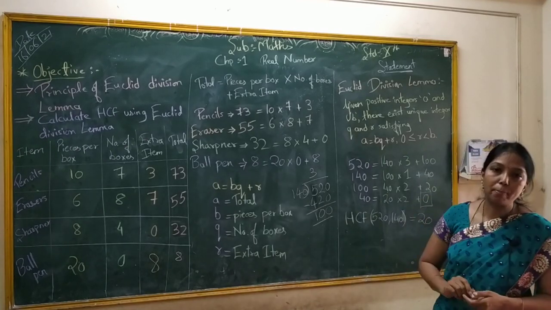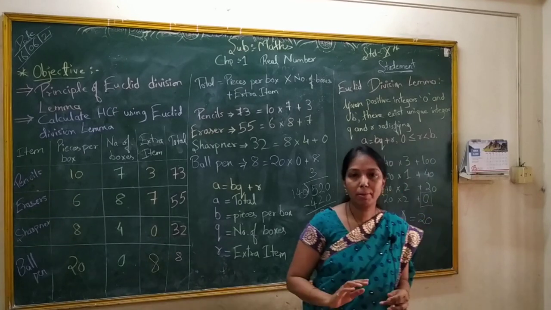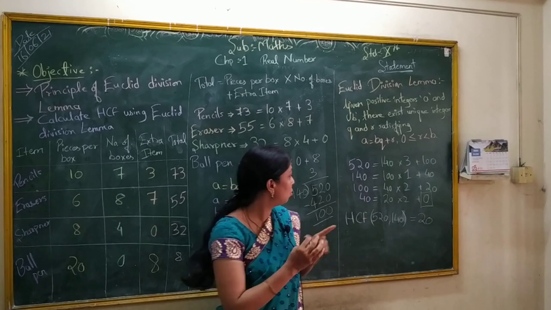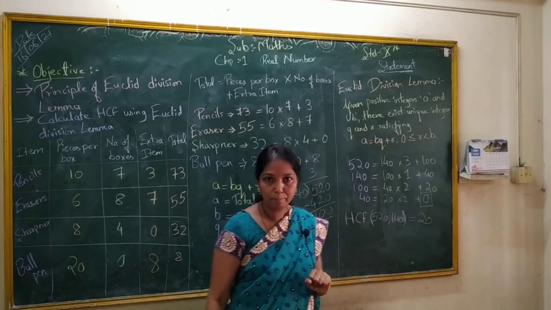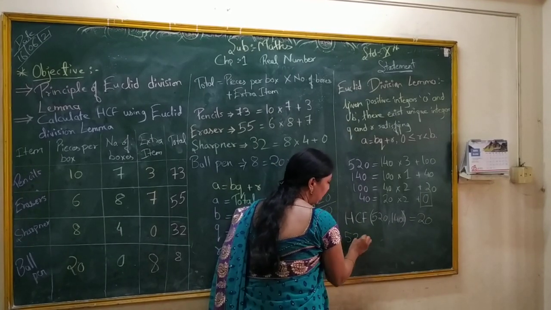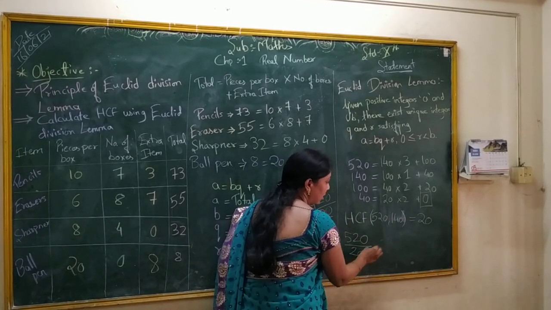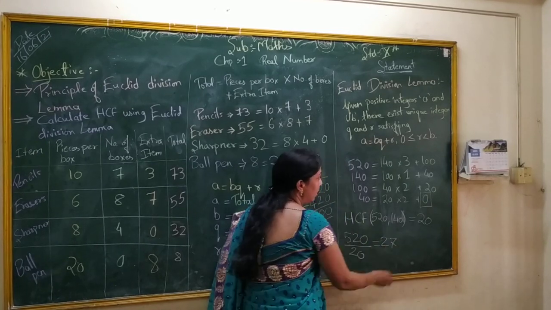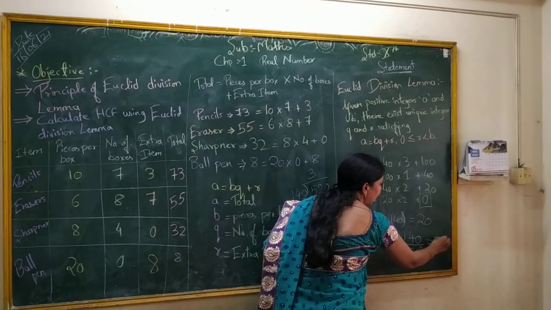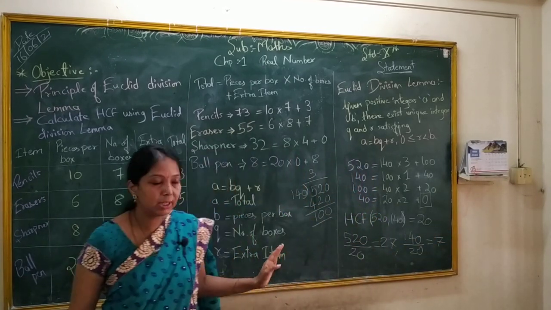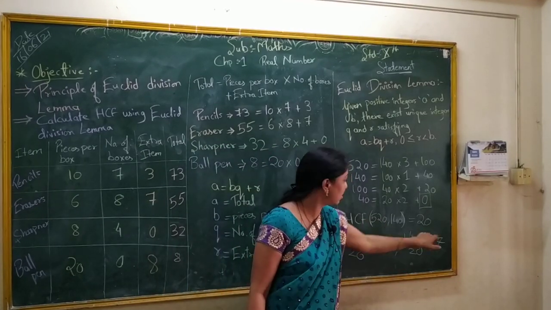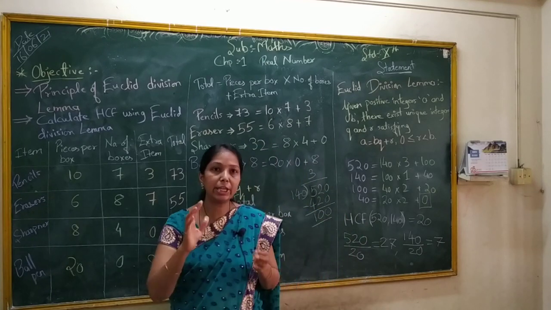That means the shopkeeper will arrange the boxes of pencils and erasers into 20 shelves. How will he arrange? He will just divide 520 by 20, so he will get 26, and 140 by 20, so he will get 7. This means the shopkeeper will have 26 boxes of pencils and 7 boxes of erasers in each shelf.